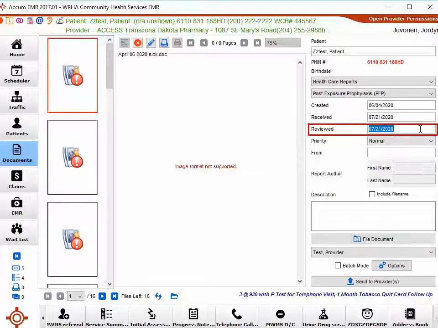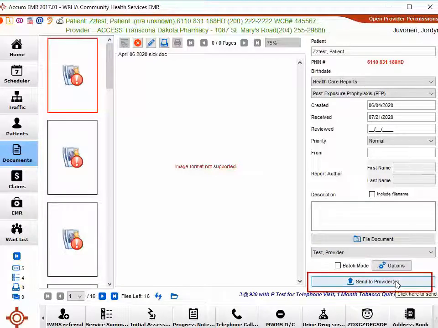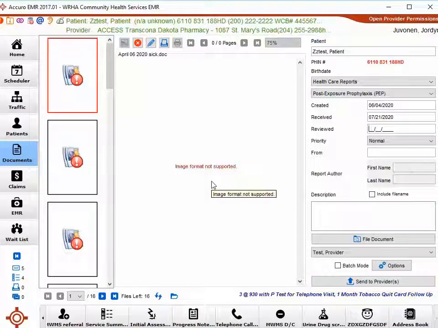Take out the reviewed date, as the provider will be the one reviewing the document, and select the generic walking connected care provider or continue to follow the site process to date. Then select Send to Providers. Within 24 hours of receiving the referral, contact with the patient and an appointment must occur.